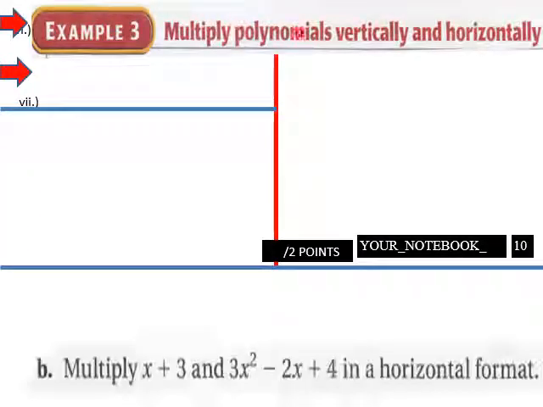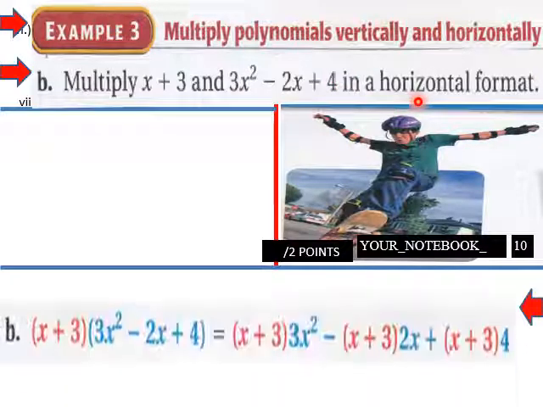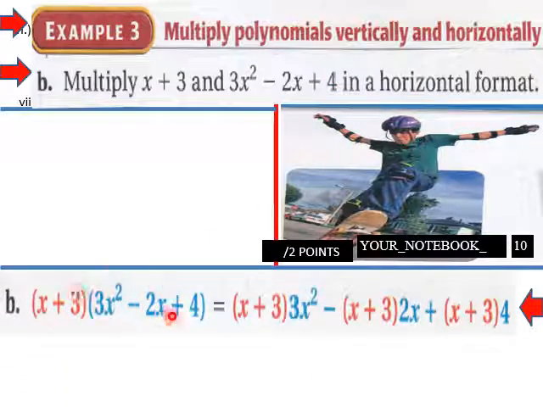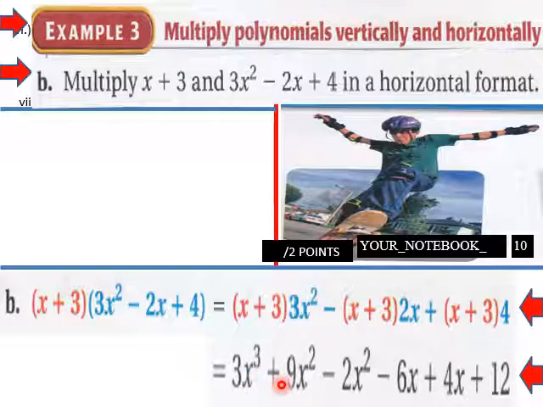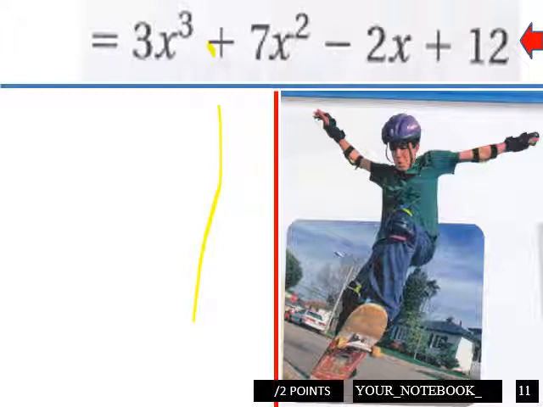Okay, so we're going to multiply polynomials vertically and horizontally. And we're going to use these two here in a horizontal format. Here is our original, and then we're going to do multiplication by grouping here, x plus 3 times each one of these terms here. That's what that is. 3x cubed plus 9x squared minus 2x squared minus 6x plus 4x plus 12 is what that is. That's what we come up with. We multiply that through like that. And that's how we get that. Okay, 3x cubed plus 7x squared minus 2x plus 12 is what we end up with.